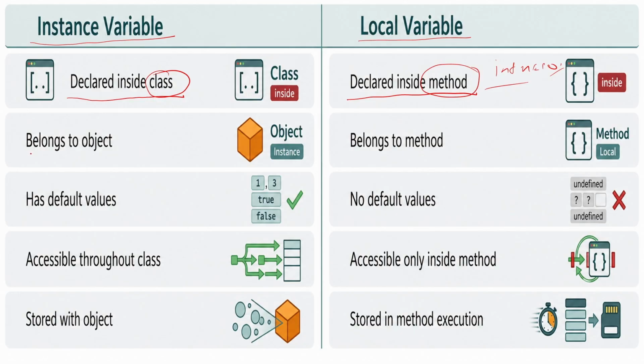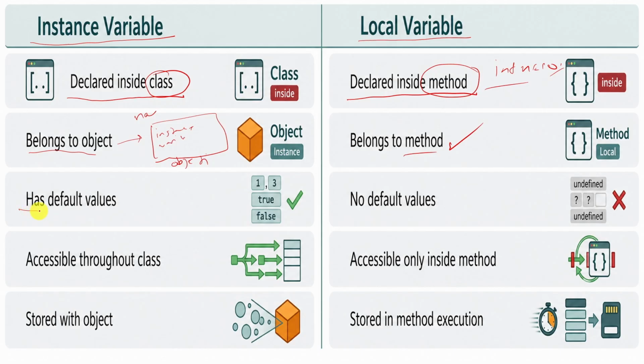Now the next point is that an instance variable belongs to an object. Just now we have seen, if we use the new keyword, the object gets created in the heap memory, and during object creation only, the instance variable is created in the object. And a local variable belongs to a method. So the scope of the local variable is within the method. Outside the method we cannot access that local variable. Okay.